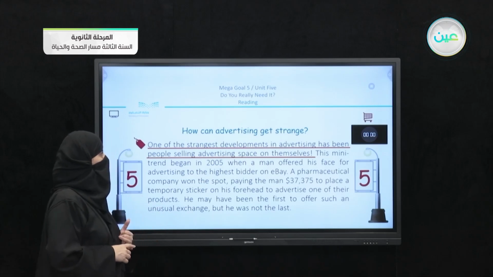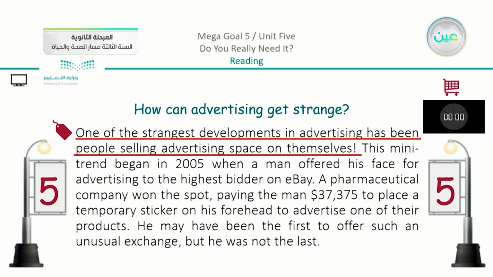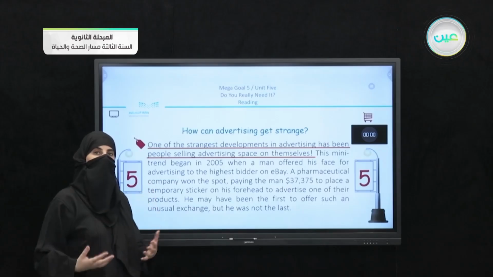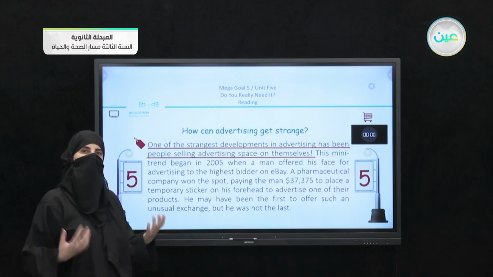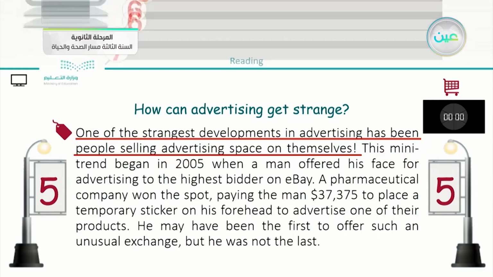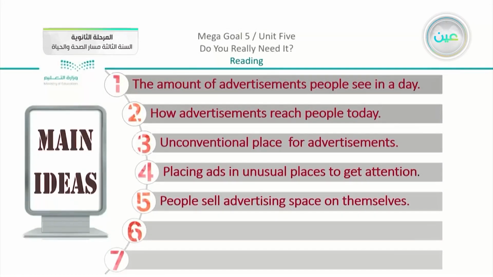One of the strangest developments in advertising has been people selling advertising space on themselves. So just imagine that a person can make himself or herself an advertising space. So this is going to be the idea that we have in number 5. People sell advertising space on themselves.